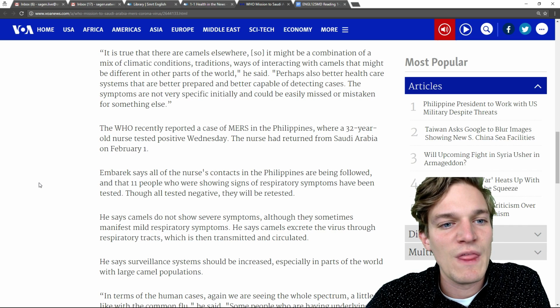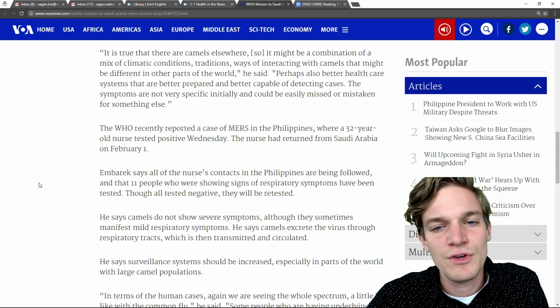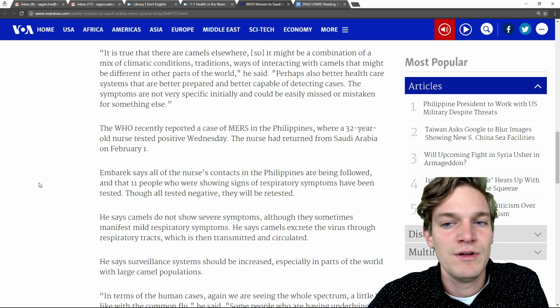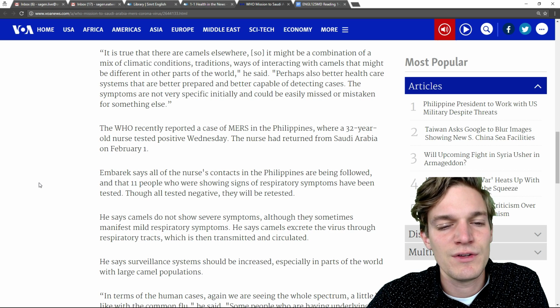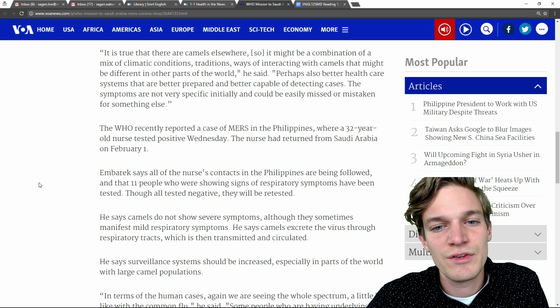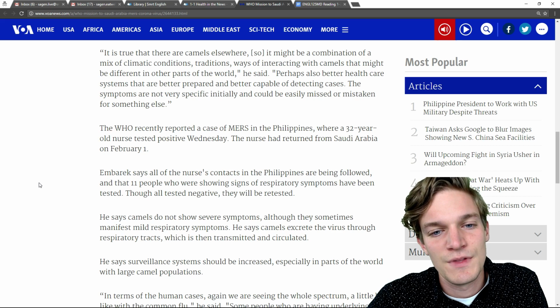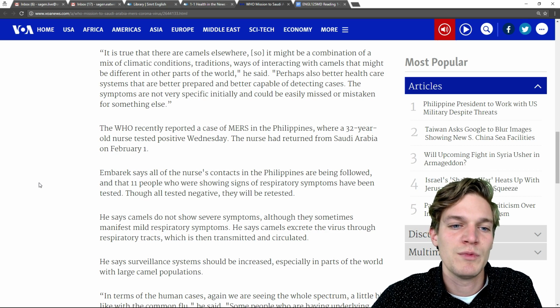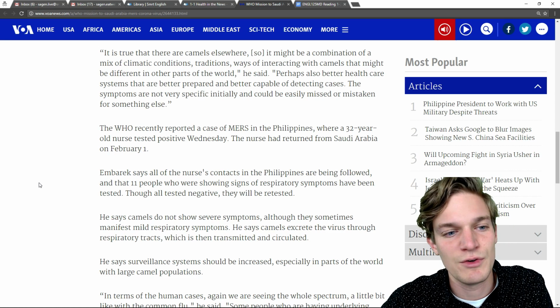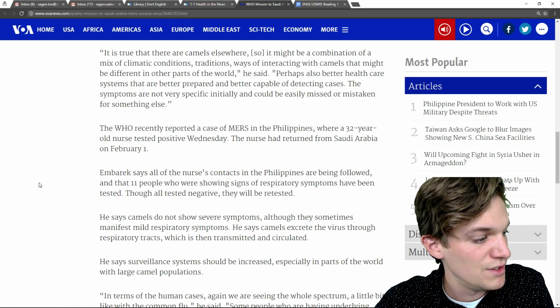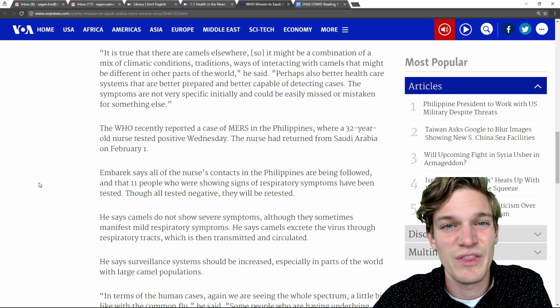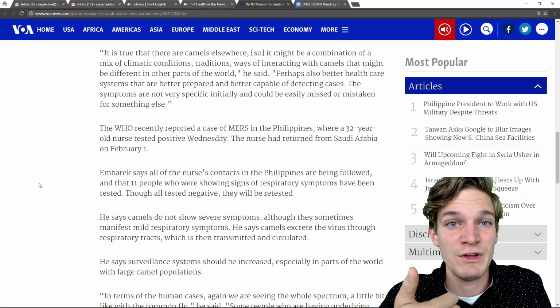It is true that there are camels elsewhere, so it might be a combination of climatic conditions, traditions, and ways of interacting with camels that might be different in other parts of the world. He said, perhaps also better healthcare systems that are better prepared and better capable of detecting cases. The symptoms are not very specific initially and could be easily missed or mistaken for something else. That's scary because they don't really know exactly why it's spreading or where it comes from.